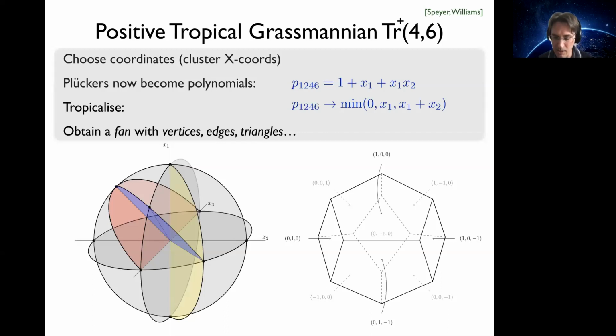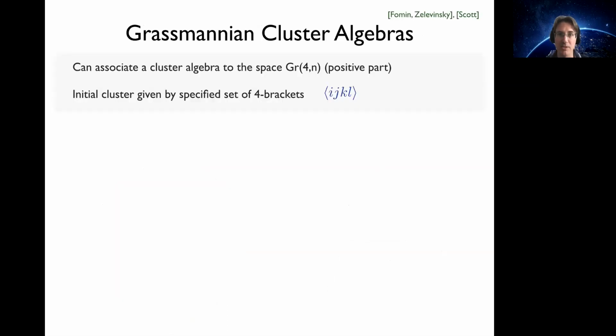Okay, so this picture on the right is very familiar from the study of Grassmannians, moduli spaces, and cluster algebras, in particular the cluster algebra for Gr(4,6) or Gr(2,6). So let me just talk a little bit about cluster algebras and remind you how this picture arises there.